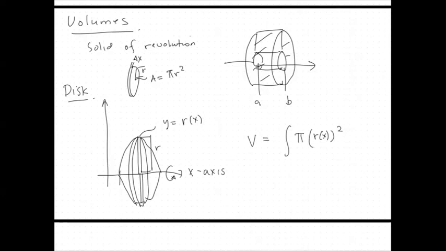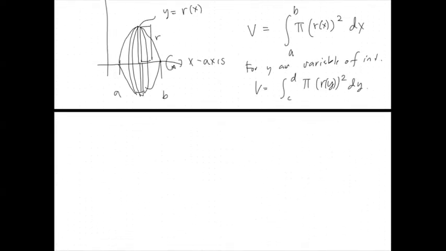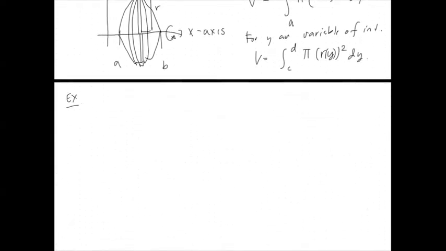And then we will start from a and end with b, a to b dx. Of course, when you have y as the variable of integration, the volume is from c to d pi r of y squared dy. That's it. Example. This is easy, just plug in the formula.